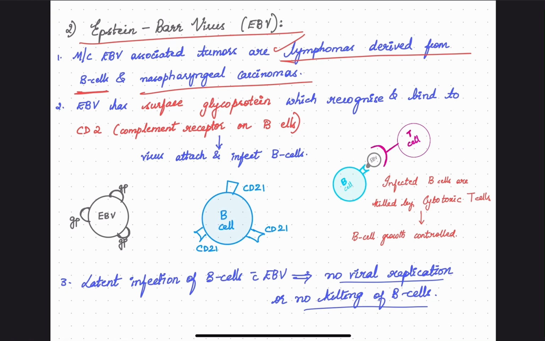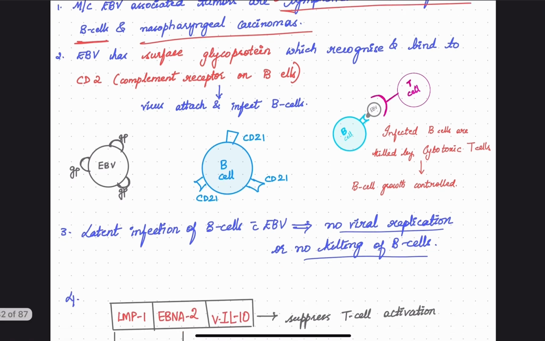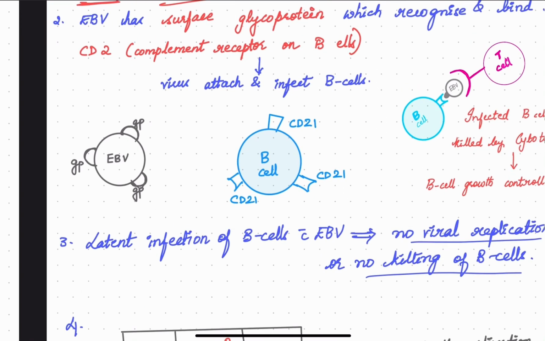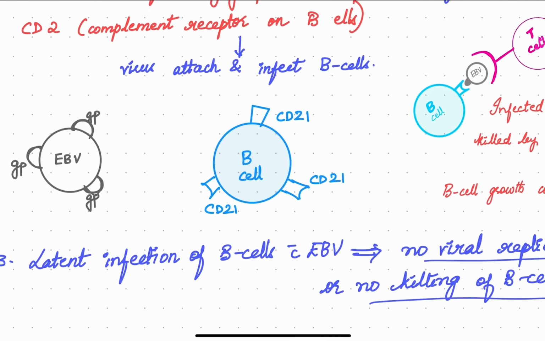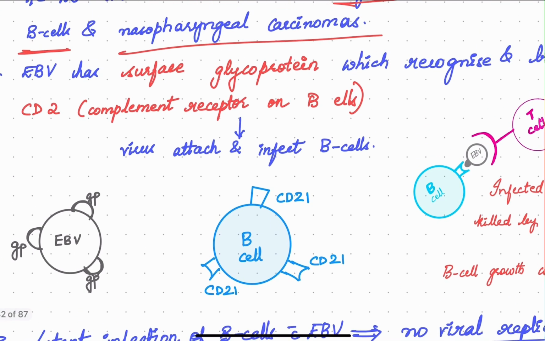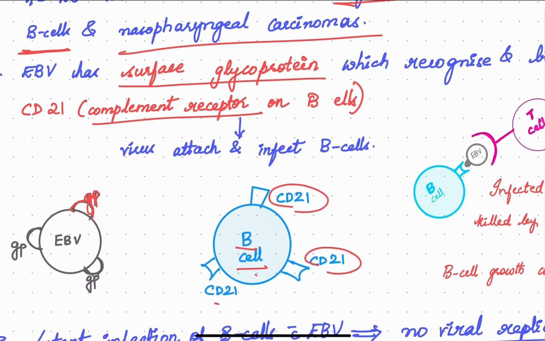Firstly, let us know the structure and the functionality of the virus. This is the Epstein-Barr virus, which I have drawn in gray color. It has a surface glycoprotein. The function of the surface glycoprotein is that it recognizes the B cell receptor. This is the B cell. It has receptors on its surface, CD21, which is a complement receptor. This glycoprotein recognizes this receptor, binds to it, and infects the B cells.